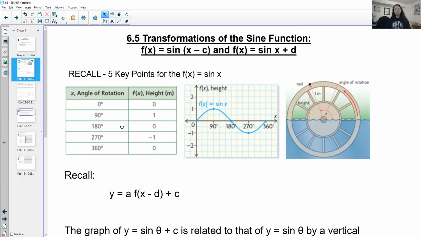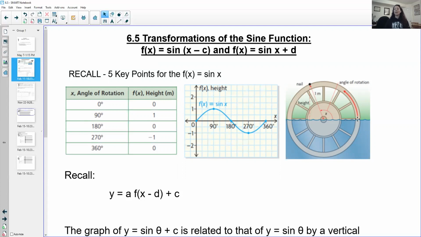So a quick refresher. If you imagined a nail on a wheel that goes around, we are looking at the height of the wheel to the water level. Essentially that is what's happening, and when you look at those heights, we can use our sine ratio to calculate the height, and we should be able to produce this curve. Now, you don't need to memorize all of the points, just the main 5.